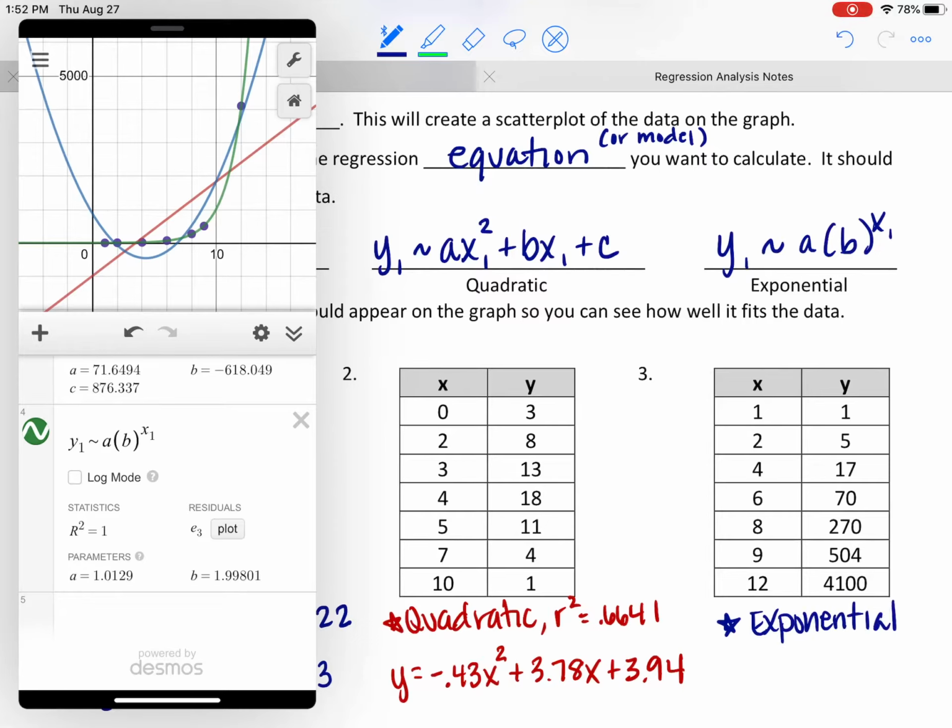We had r squared equal to 1. This is the best case scenario. So our exponential model is going to be a b to the x power. We're just going to replace the a and b with what it gives us. So we're going to say y equals a is about 1.01, and then b is about 1.998. I'm going to keep more decimals there just so I don't have to round that to 2, and then to the x power. Okay, and there it is.